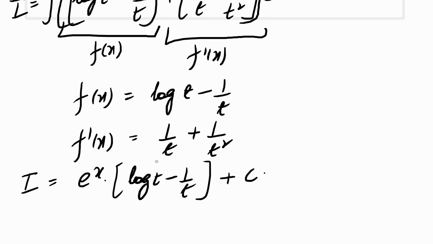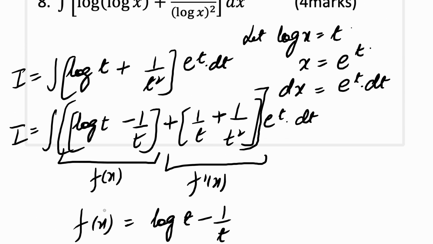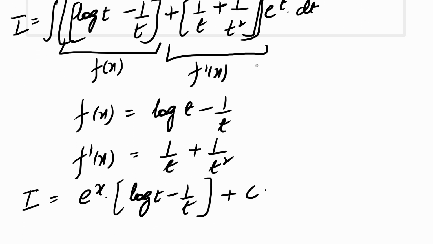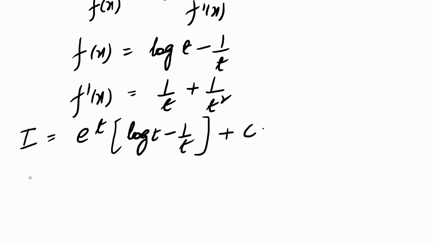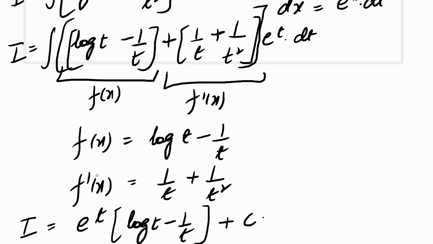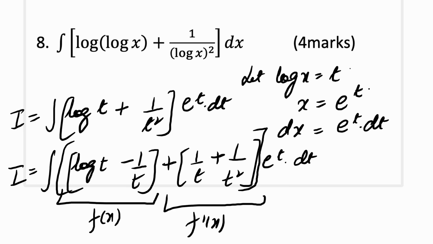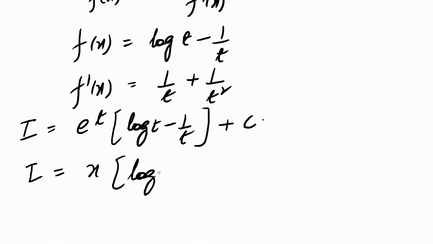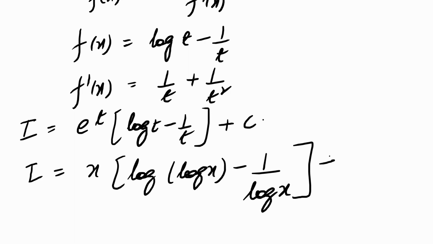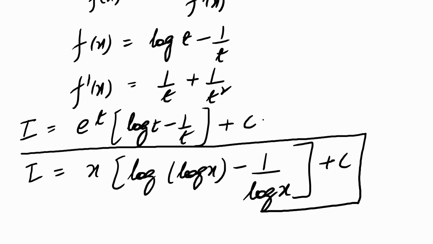Okay, now sorry, it is e to the power t, so I will write this as e to the power t. So I is what? E to the power t is x, and t is log x. So the answer is x times log x minus 1 upon log x plus c. Now this question was pretty short, but this is a tricky one.